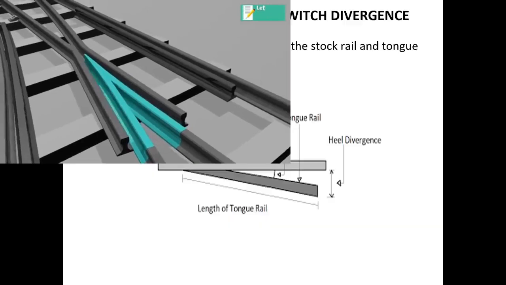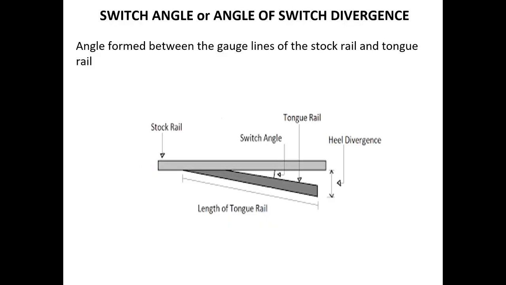Now we will move towards the next topic, that is switch angle, which is also called as angle of switch divergence. So what is switch angle? The angle which is formed between the gauge lines of a stock rail and the tongue rail. We know a switch is nothing but the combination of tongue rail with the stock rail. So the angle between the gauge lines of stock rail and tongue rail is nothing but the switch angle, which is also called as angle of switch divergence.